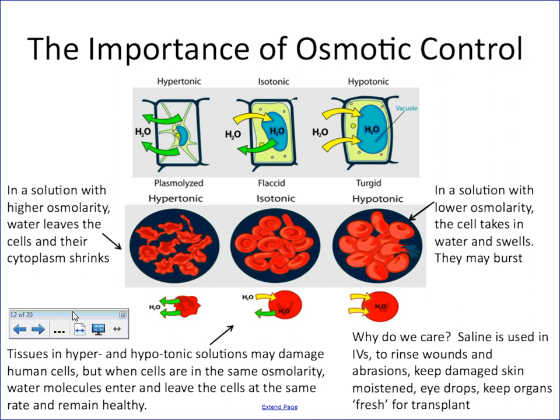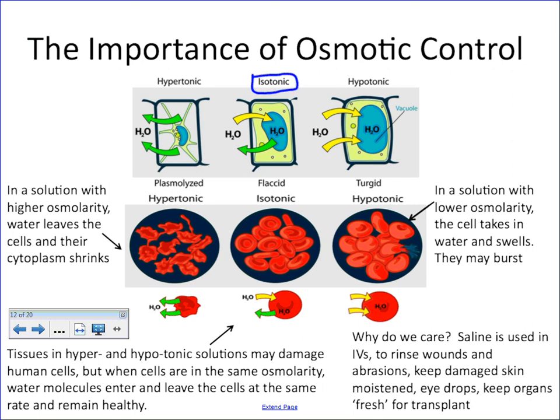Osmosis is very important for a cell in terms of water moving in and out of it. So there's a lot of importance for osmotic control. You can have several conditions in which water movement in a cell would be affected. There are different types of solutions based on their solute concentration.